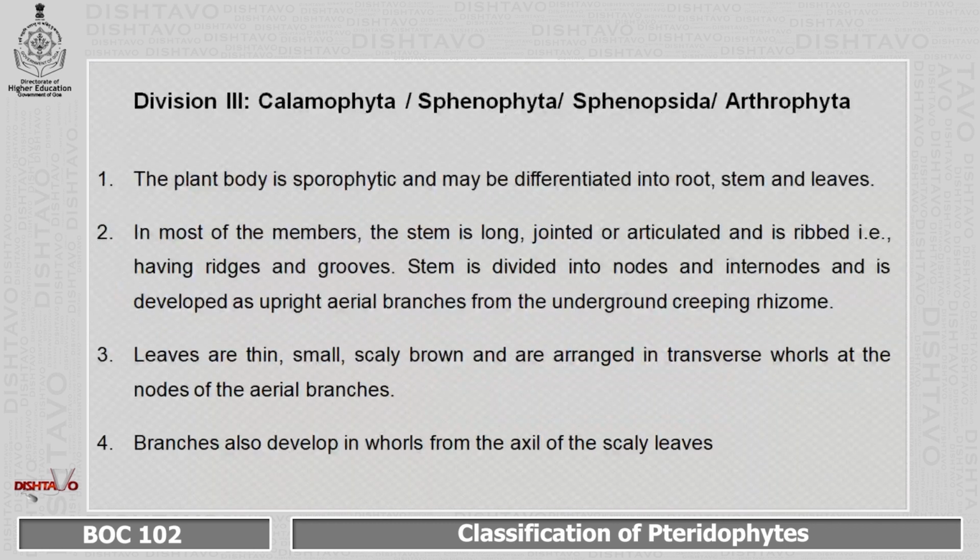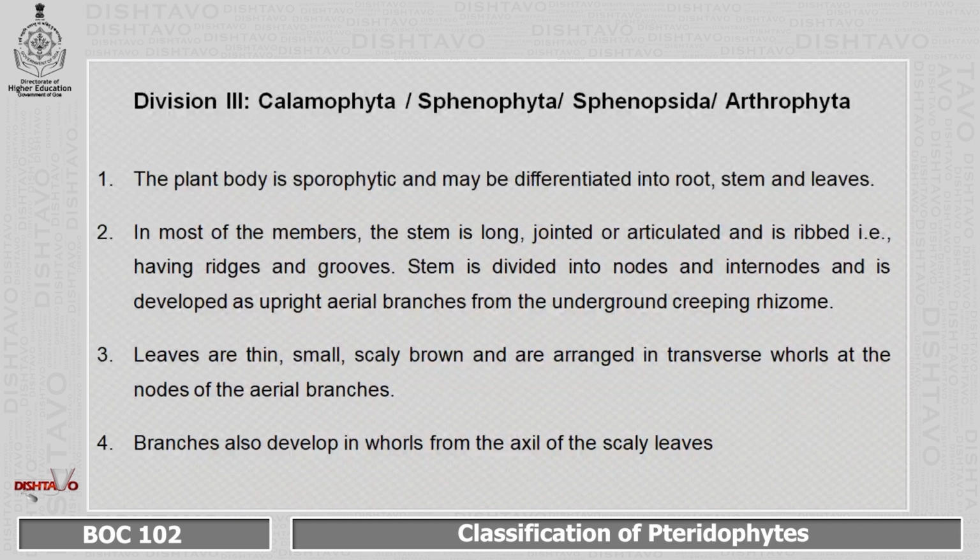Moving on to the third division, that is Calamophyta. The sporophytic plant body here is differentiated into root, stem and leaves. Most of the members have a stem that is long, jointed, articulated and ribbed, showing the presence of ridges and furrows. The stem mostly has nodes and internodes, and it develops from upright aerial branches which come up from the underground creeping rhizome.